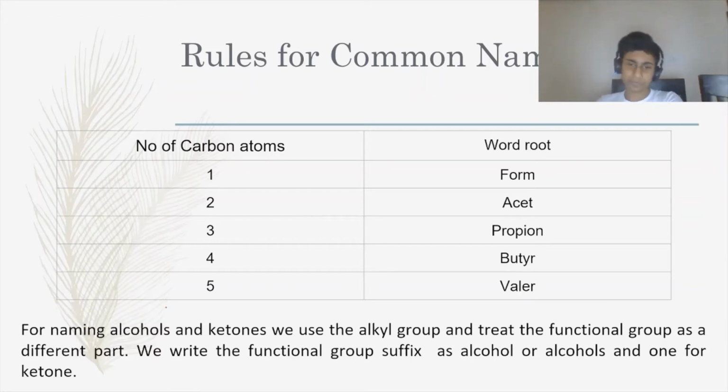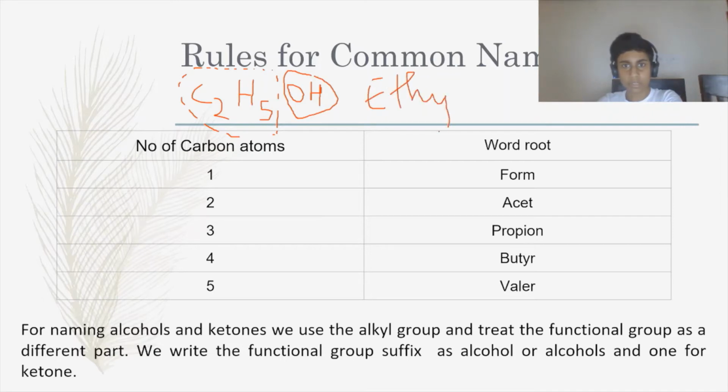Now there is one more thing here. Let's say we have C2H5OH, which is ethanol as per IUPAC nomenclature, but the thing about common names is that we know that this part is just an ethyl, and this is an alcohol. So the name is ethyl alcohol.